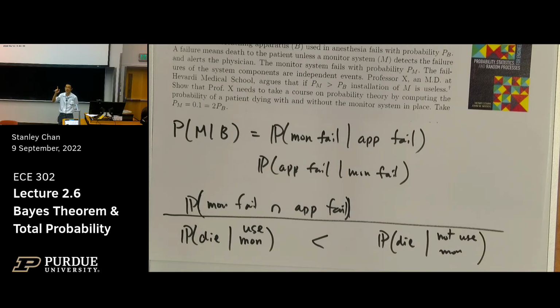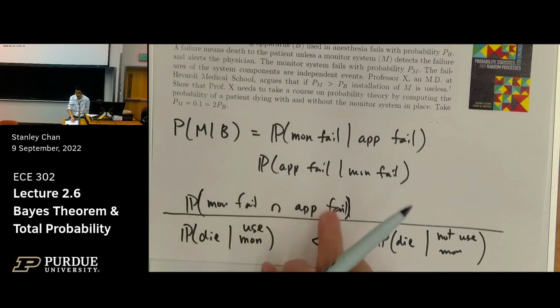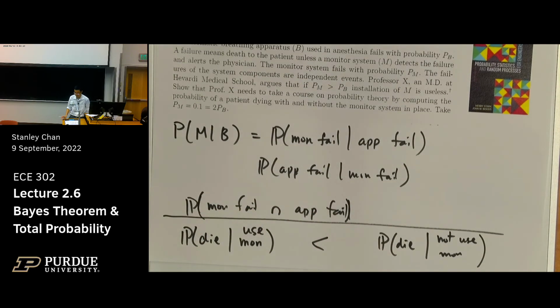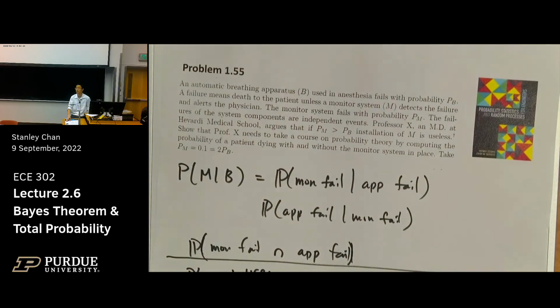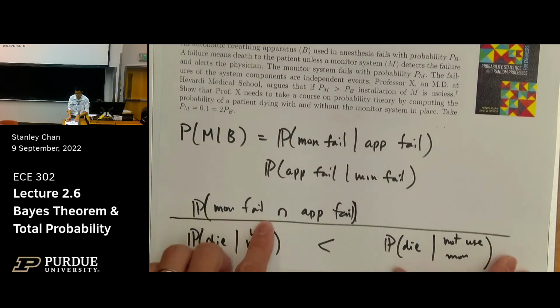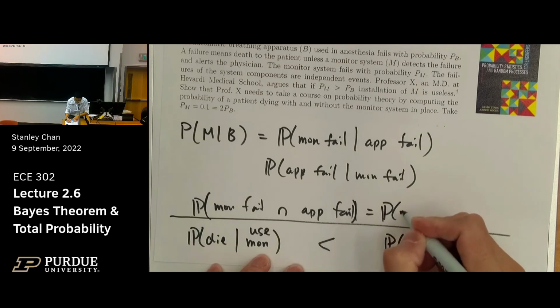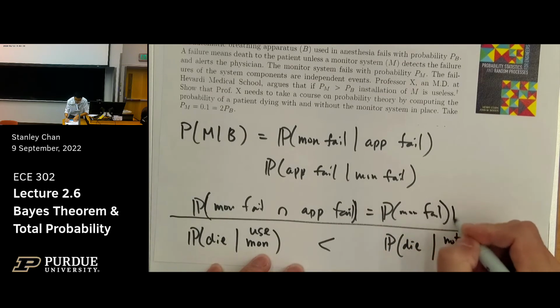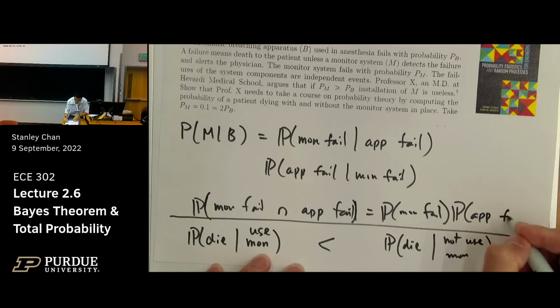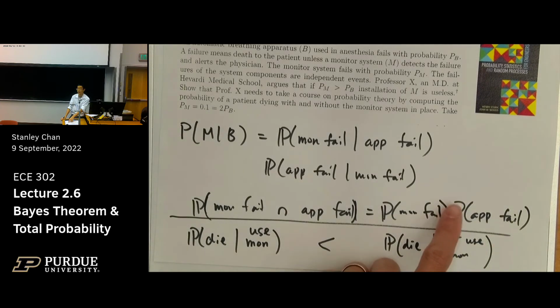Okay, so we are getting there. Independence. This word independence coming out. And the independence can be applied to here, okay? Because the monitor system and the apparatus, they are independent according to the statement of the problem. And so what will happen to this intersection? Two products, right? It will just be the product of monitor fail times the probability of apparatus fail. It will just be that, okay?